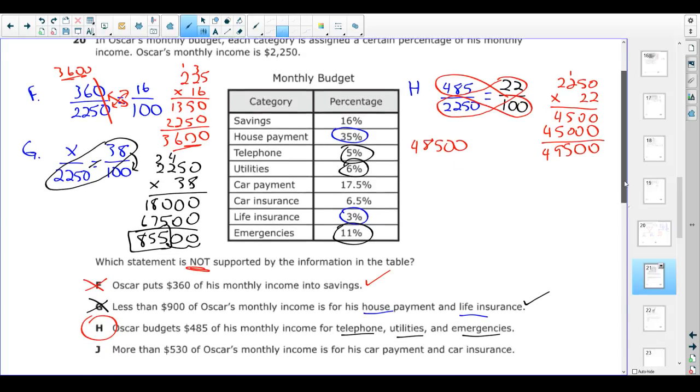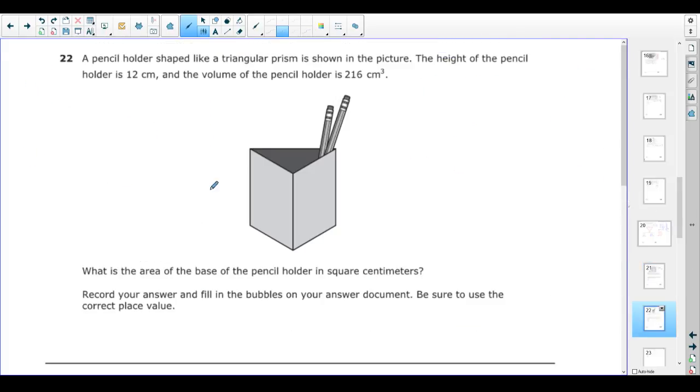That was rough. If you missed that one, that's understandable. If you missed this one, not acceptable. A pencil shaped like a triangular prism gives you the height and the volume. It wants to know what is the area of the base. Okay, so even though we're not solving for volume, we still need the formula for volume, which for a prism is area of the base times height, where big B is always the area of the base. This one they just mix it up a little bit.